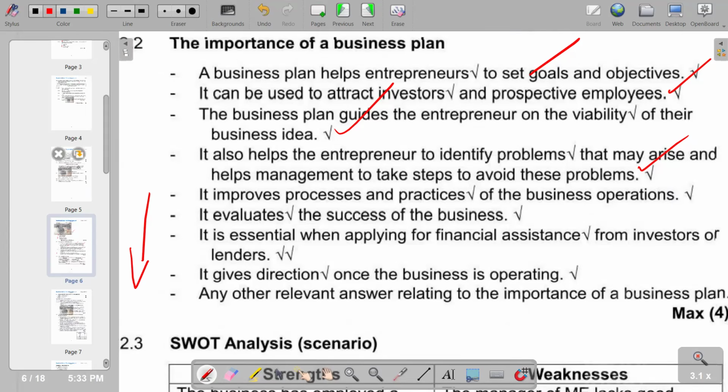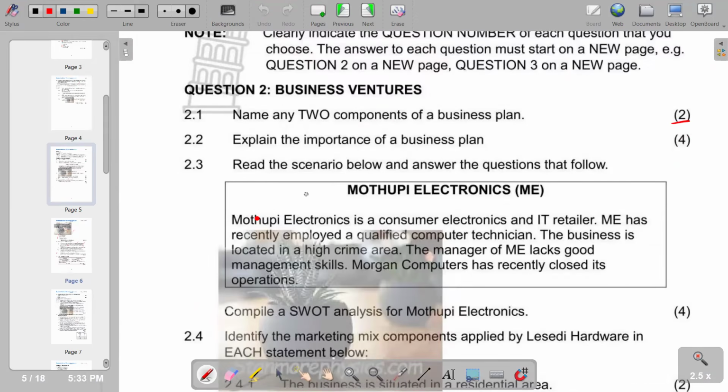Moving on to the next part of our question, it reads: read the scenario below and answer the questions that follow. We're given a scenario of Motupi Electronics, which is ME in brackets. Motupi Electronics is a consumer electronics and IT retailer. ME has recently employed a qualified computer technician. The business is located in a high crime area. The manager of ME lacks good management skills. Morgan Computers has recently closed its operation. So we are to complete a SWOT analysis for Motupi Electronics, which has 4 marks.